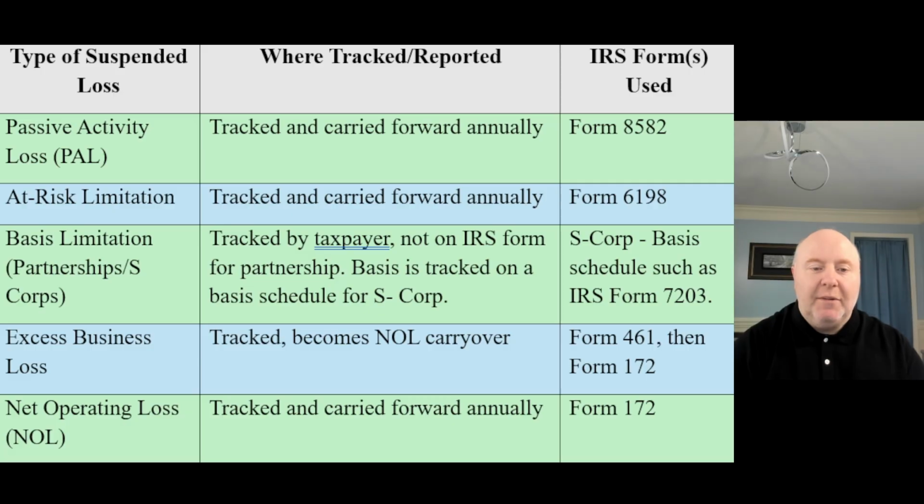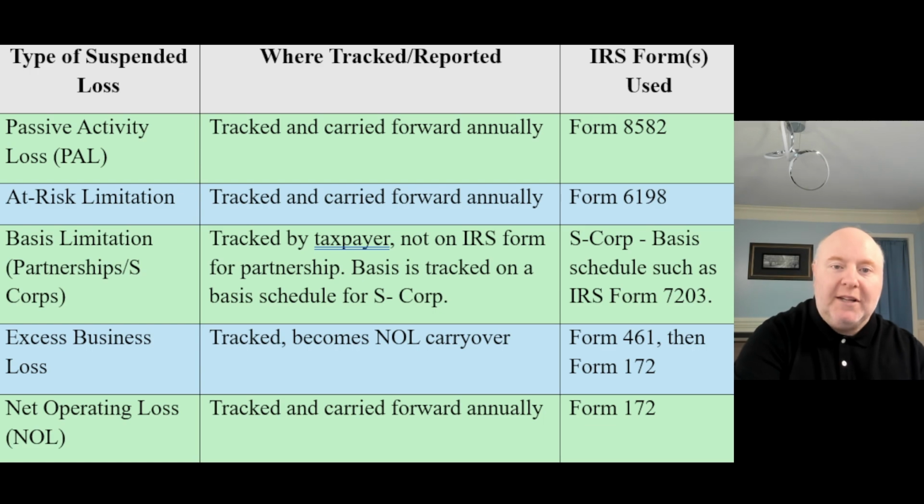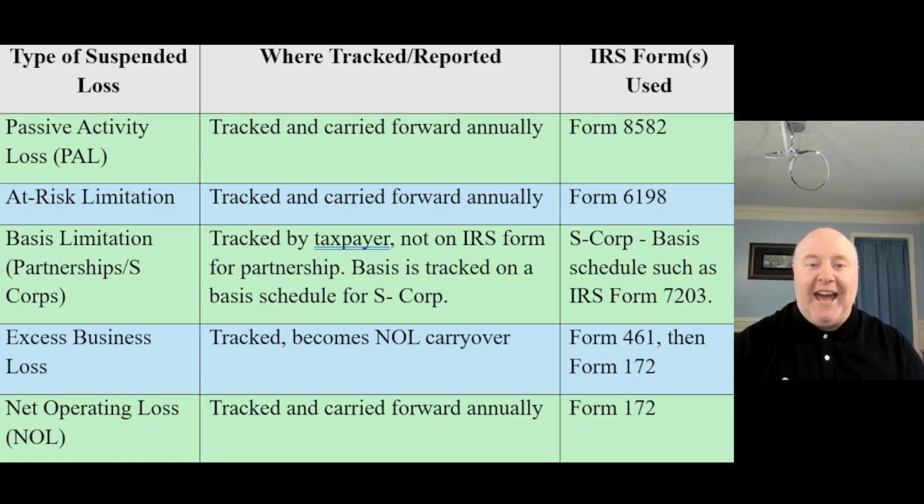Our at-risk limitations, that's tracked and also carried forward annually. So we're going to continue to do this every year as we're carrying it forward. But what we're going to use for our at-risk limitations, so how much are we really at risk here, is Form 6198. That also goes with our tax return when we file our tax return. So that is another document. It's not just internal, it goes to the IRS.